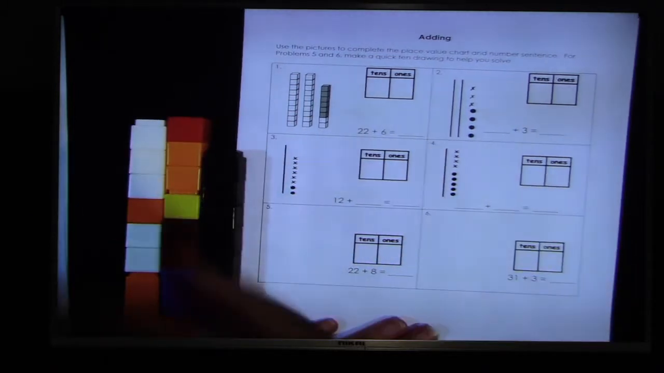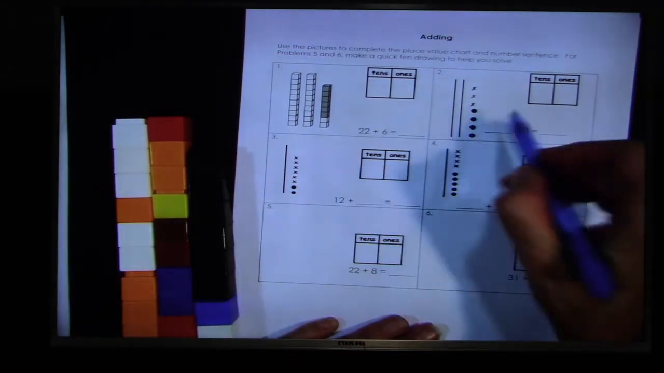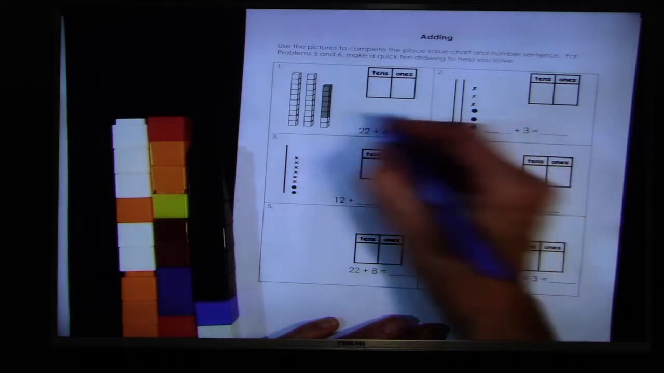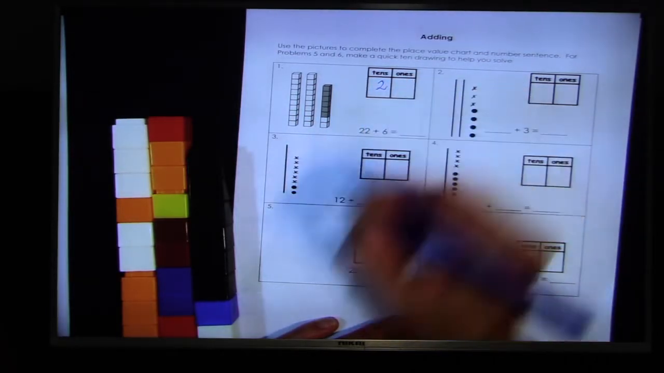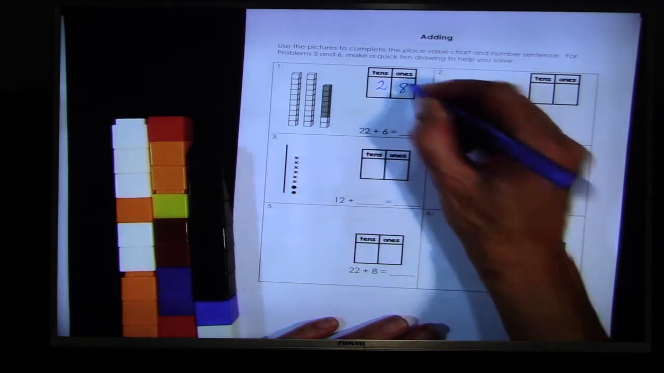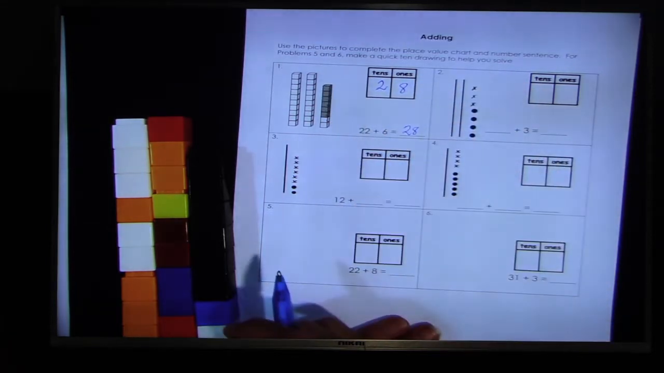But we have it with the manipulatives. We're going to teach them how to draw it, and they are welcome to be counting. They're just going to get more sophisticated in their counting as they practice. So I can see that there are 2 10s. There's 2, 3, 4, 5, 6, 7, 8 1s. So my answer is 28.